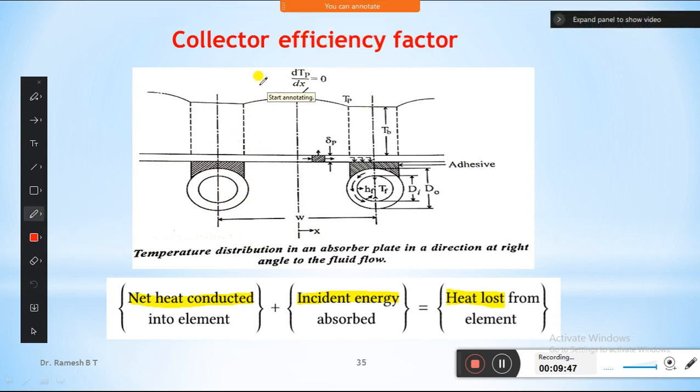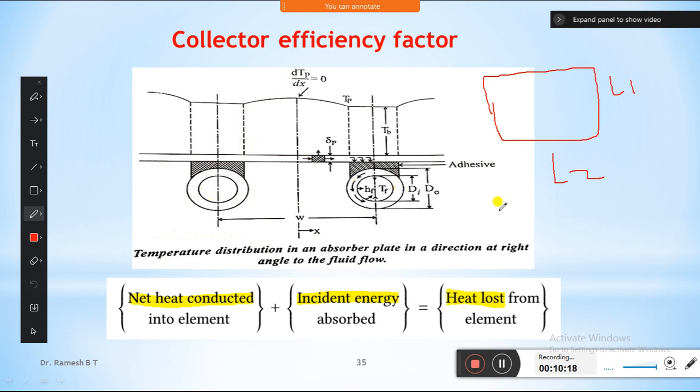Yes, in the slide you just see the first figure. Consider a collector having an absorber plate. We already know that there is an absorber plate, with a cover and adhesives. And this absorber plate is always with a dimension of L1 and L2, length and width.